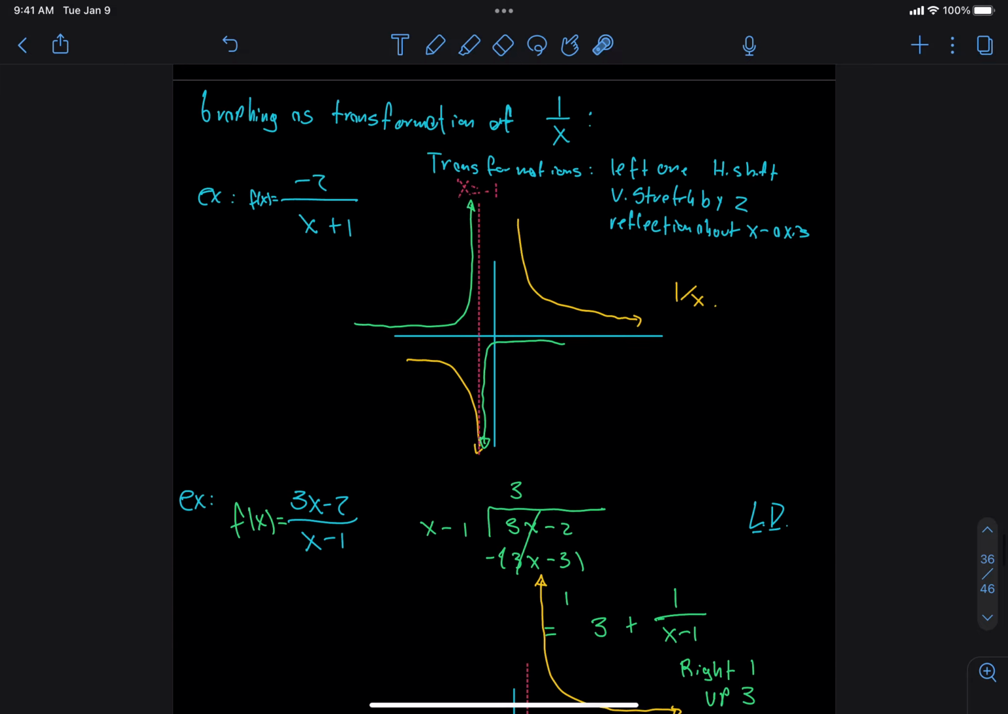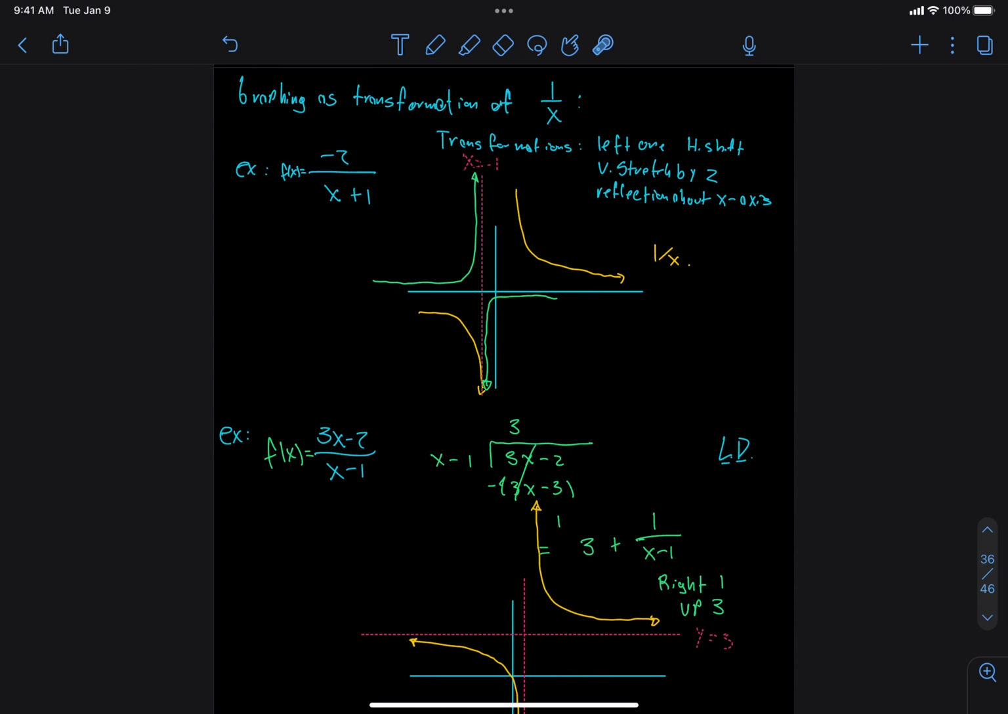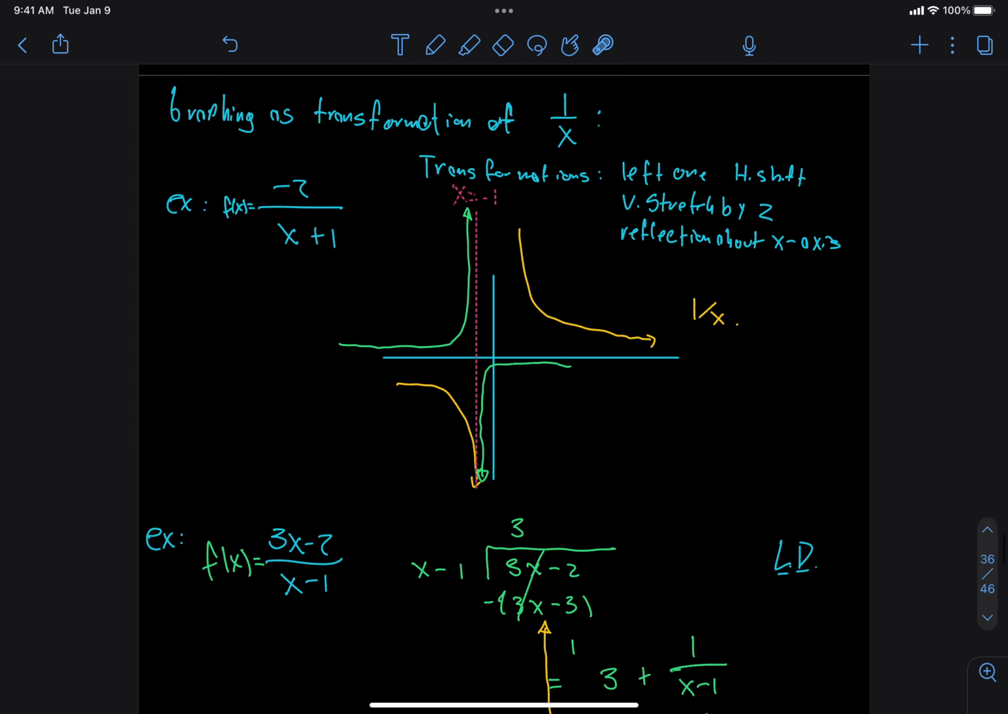So those were horizontal asymptotes. And then we talked about graphing 1 over x and transformations of 1 over x. So we just remembered that 1 over x is one of our celebrity functions. So if I want to graph it, I know exactly how to graph it. It looks like this yellow thing here. Yes? It looks like this yellow thing.